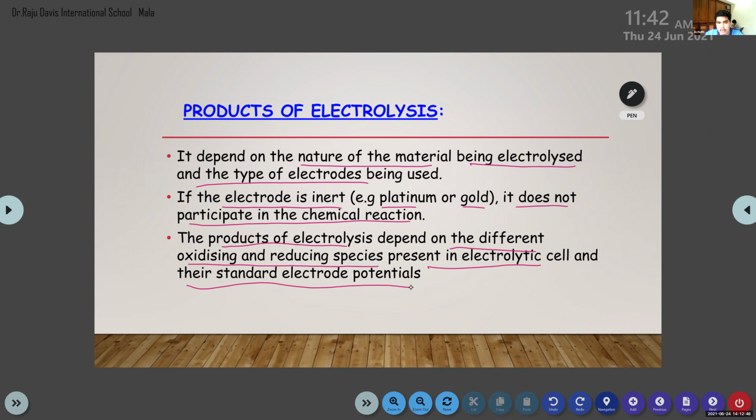Ma'am, when we say the electrode is inert, does it mean only platinum or gold? Usually these two are used as inert electrodes. They just provide the surface for other reactants to react. They are not involved in the reaction, like a catalyst. Clear? Yes. Inert means they will not be involved in any chemical reaction. They are already stable.